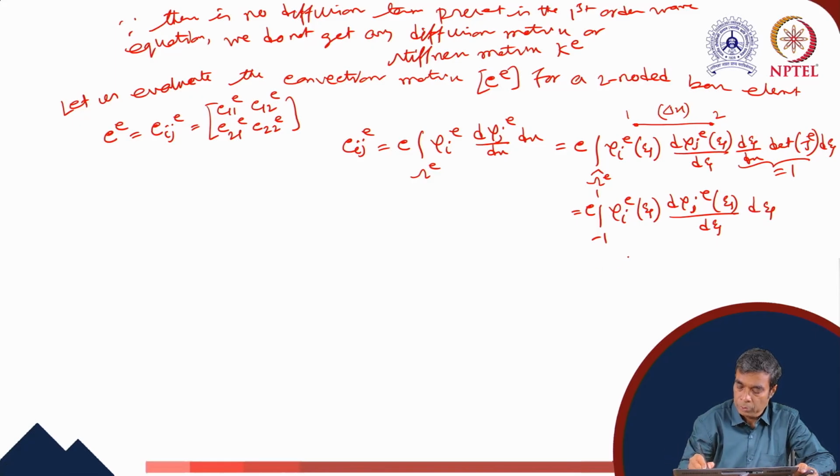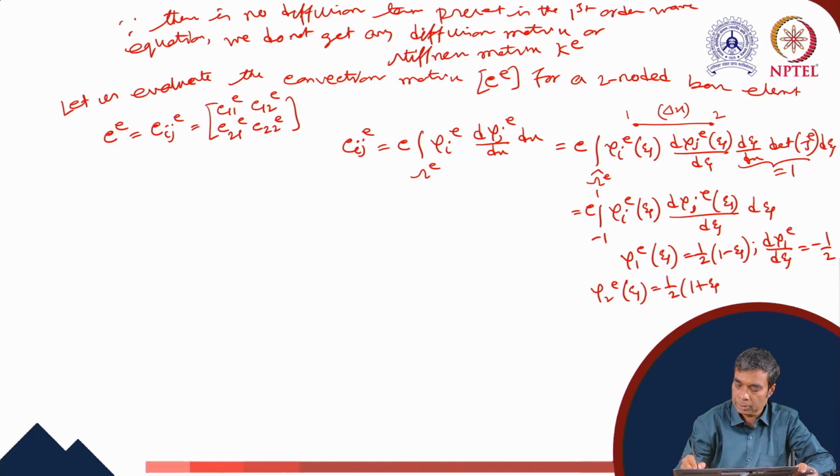Now we know that psi 1e of xi equals half of 1 minus xi. This gives d psi 1e d xi equals minus half. Psi 2e of xi equals half of 1 plus xi, so this gives us d psi 2e d xi equals half.